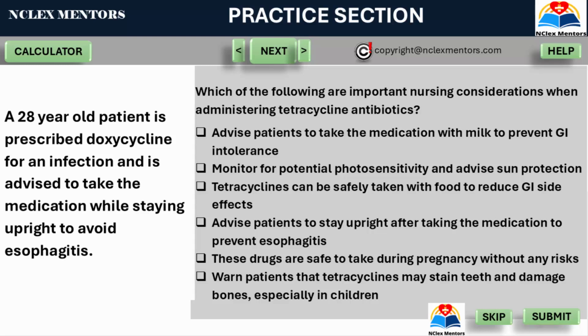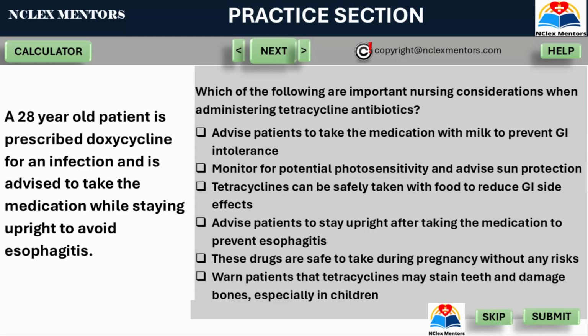A 28-year-old patient is prescribed doxycycline for an infection and is advised to take the medication while staying upright to avoid esophagitis. Which of the following are important nursing considerations when administering tetracycline antibiotics? Option A, advise patients to take the medication with milk to prevent GI intolerance. Option B, monitor for potential photosensitivity and advise sun protection. Option C, tetracyclines can be safely taken with food to reduce GI side effects. Option D, advise patients to stay upright after taking the medication to prevent esophagitis.